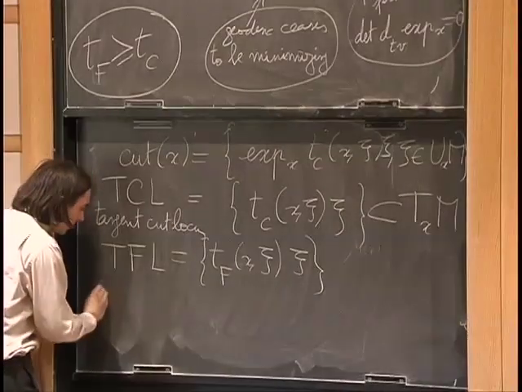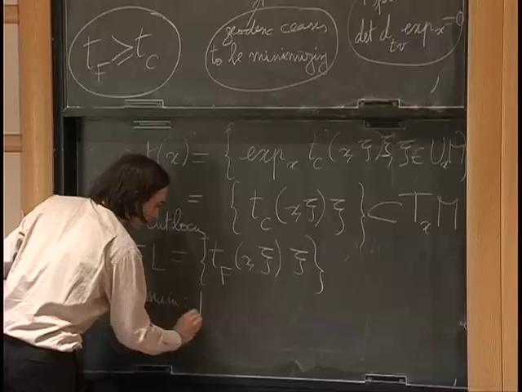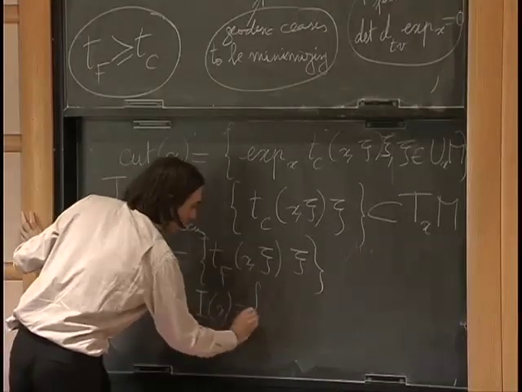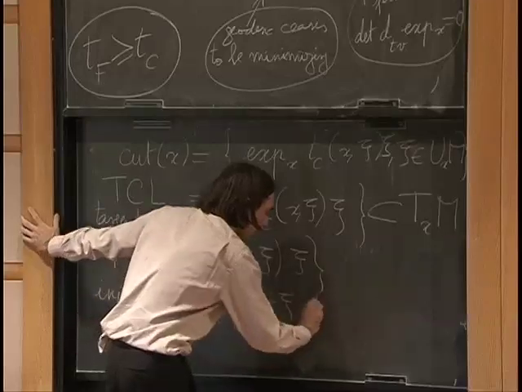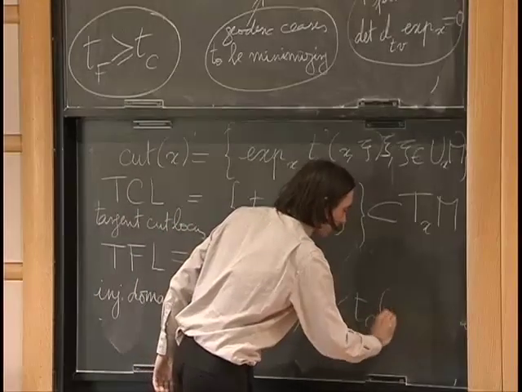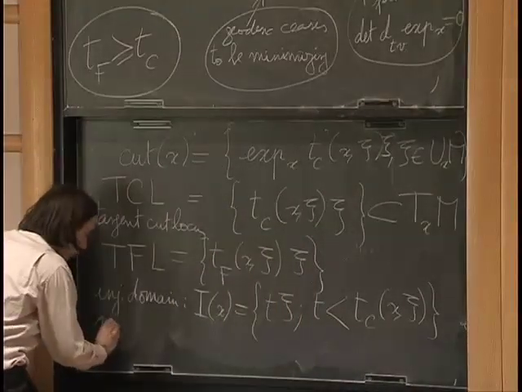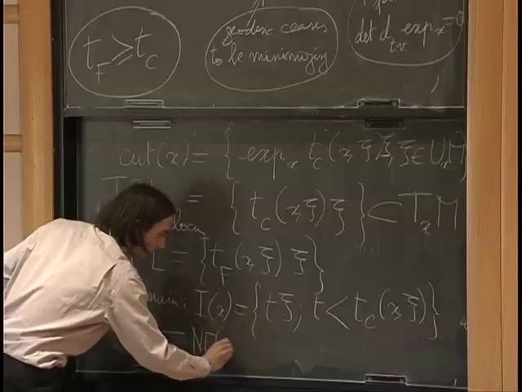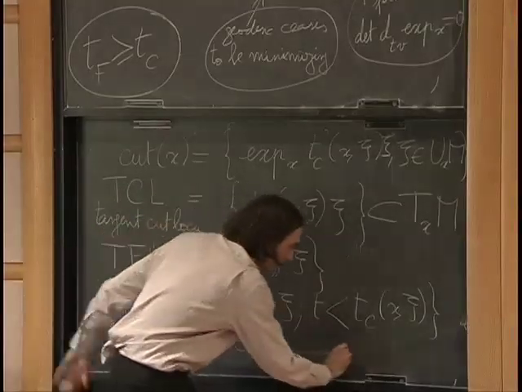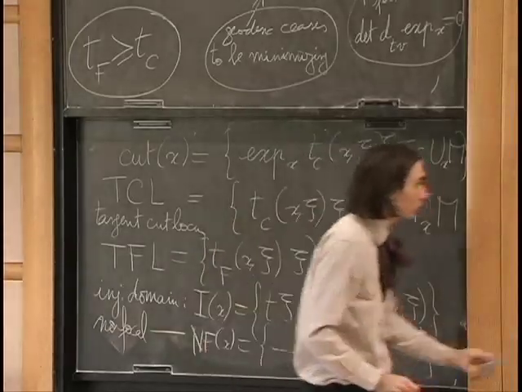And the injectivity domain, I(x), is the set of t xi for t strictly less than tc(x, xi). And the non-focal domain, NF(x), is the set of t xi for t less than the focal time. So let's draw a picture.